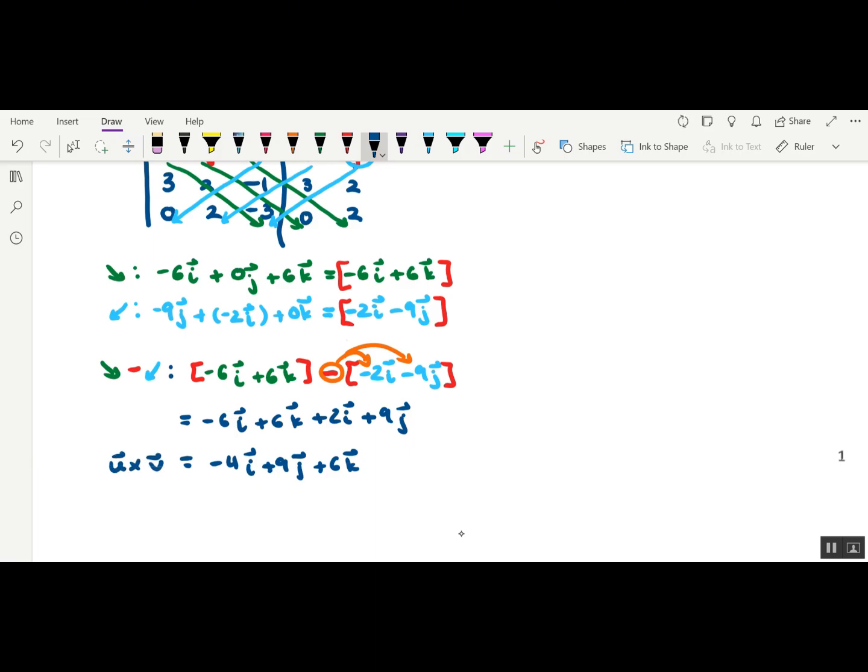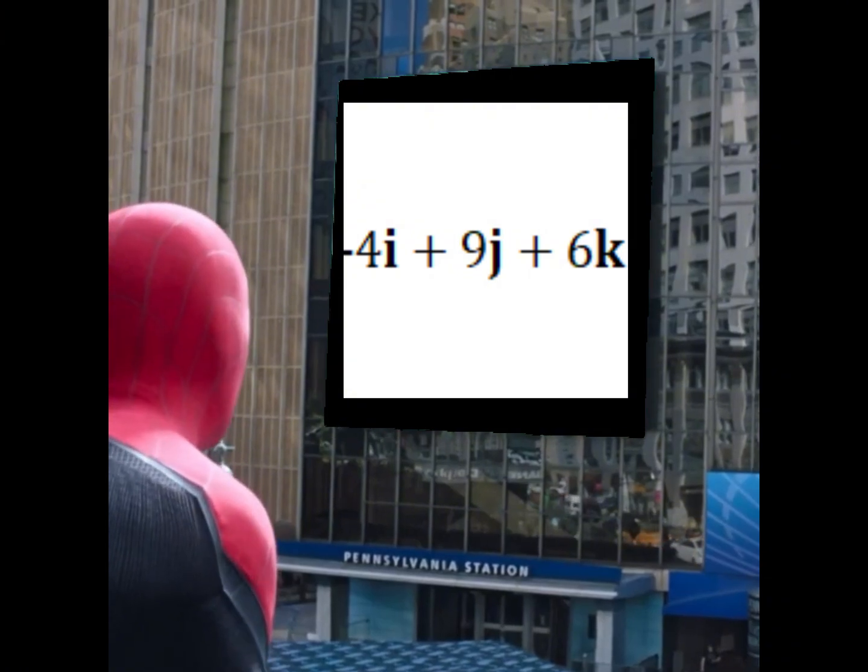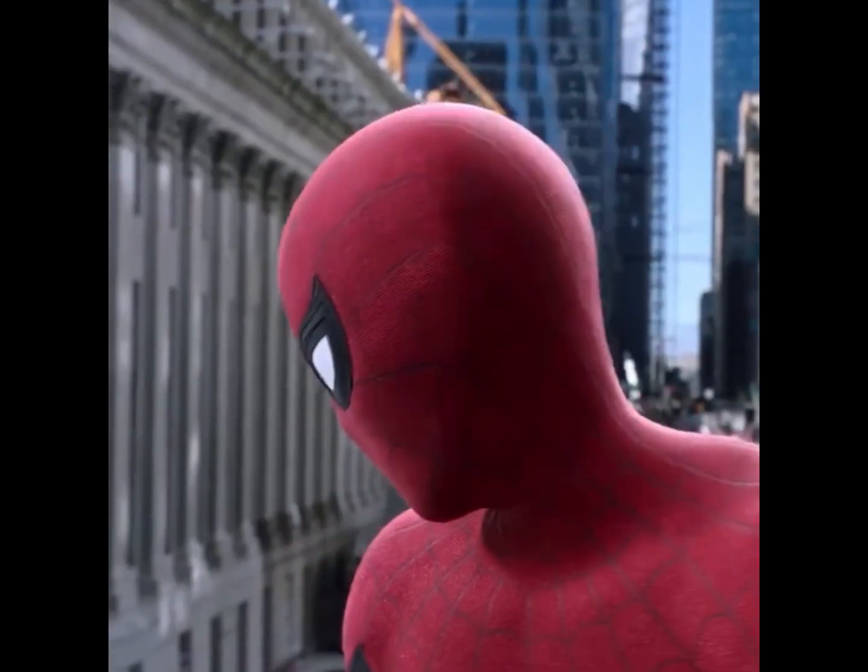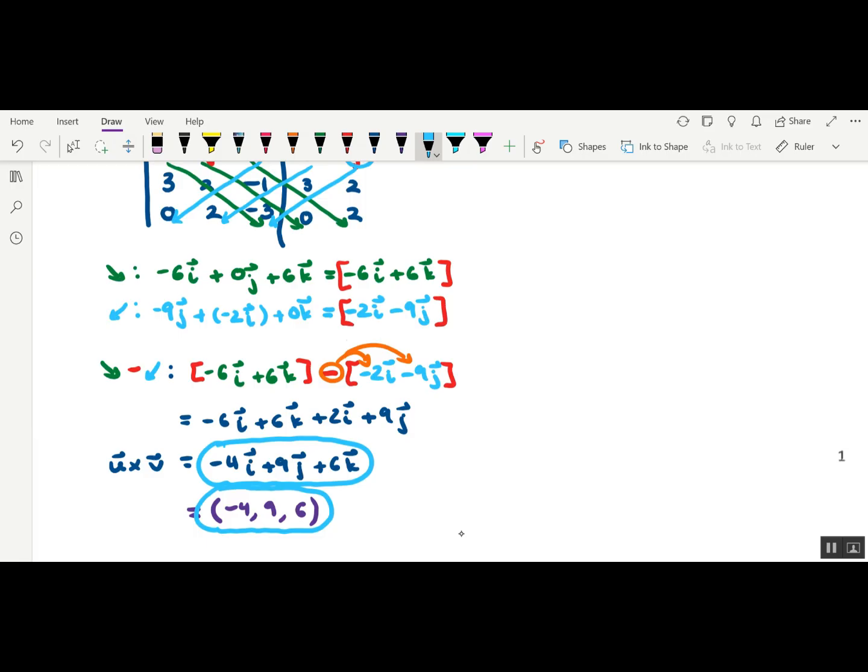Of course, it's expressed in the format i, j, and k, which you can convert back to component form by writing out an ordered triple, where the first component is -4, the second component 9, and the third component 6. Both of these represent the same vector, they're just expressed in different notations. And there it is. That's our cross product vector using the Rule of Sarrus.